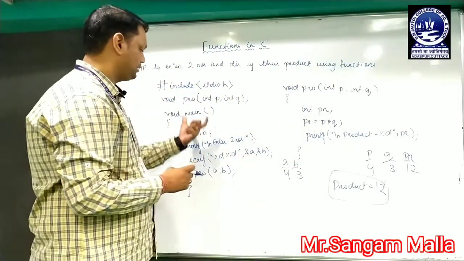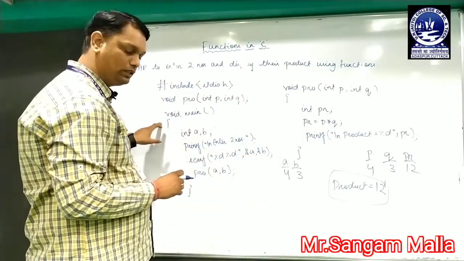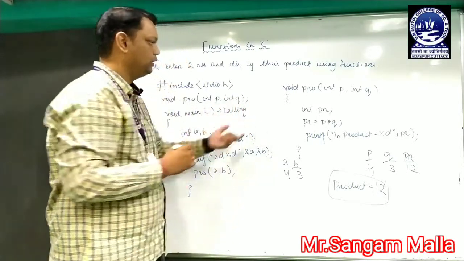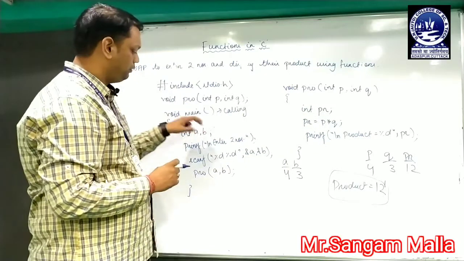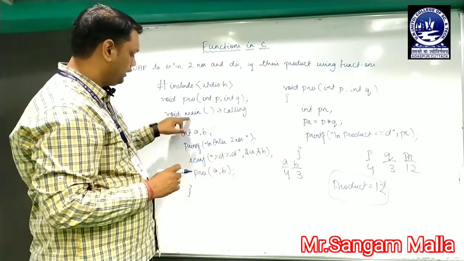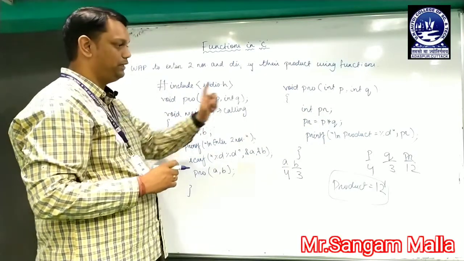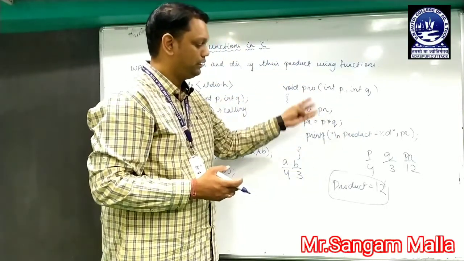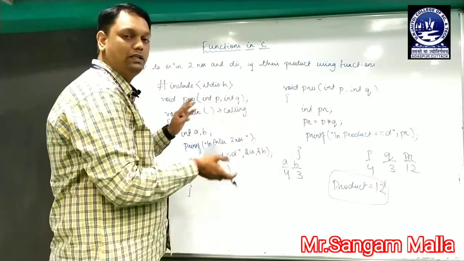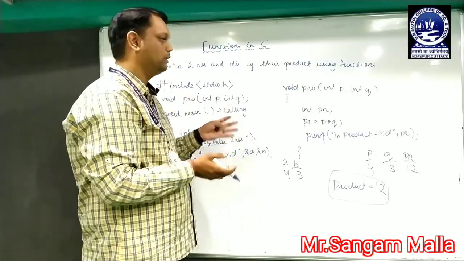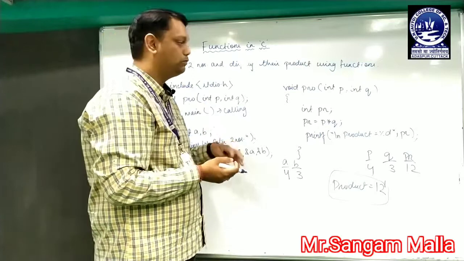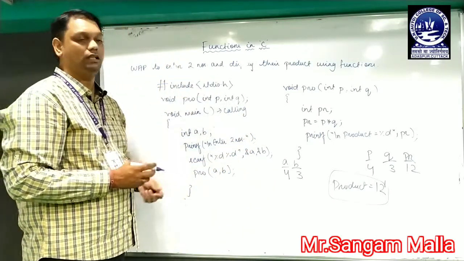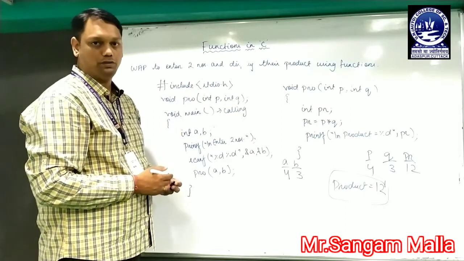That means we are accepting the value in the calling function. Here the main function is the calling function, and who is the called function? Pro is the called function. So whenever we are taking some values in the calling function and transferring them to the called function, the called function will hold the values, calculate, and display the result. So it falls in the second category of function, that means functions accepting the values but not returning the values. So this is all about entering two numbers and displaying their product using the second category of function.